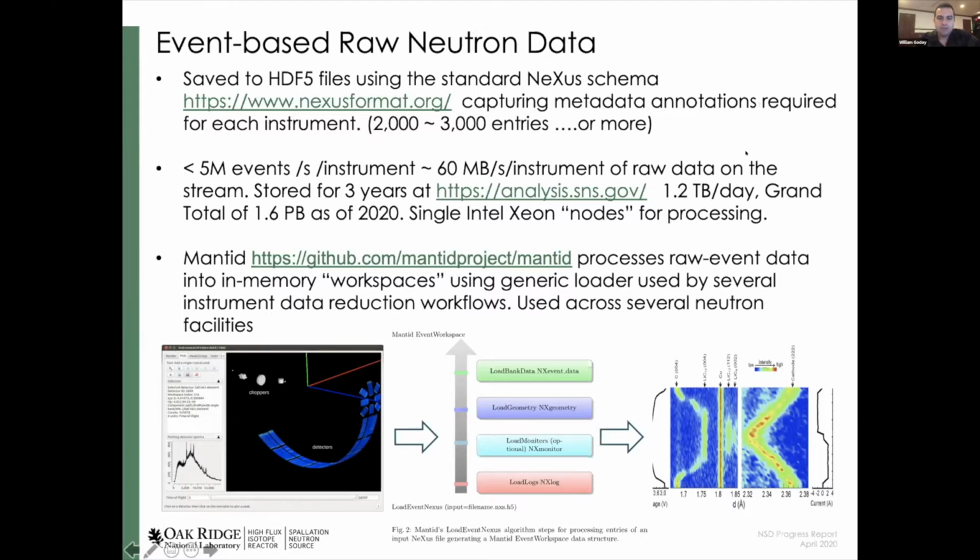Mantid, this is the framework I was looking into because it's very popular across Neutron facilities all over the world, and they process this raw event data and turn it into in-memory workspaces. They have generic loaders. So it's an all-in-one solution for different scientists, different science applications.